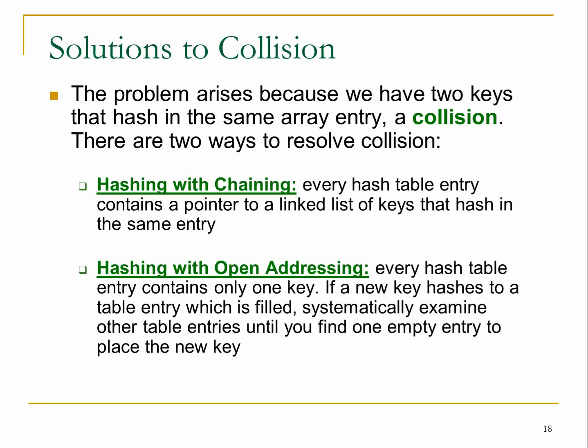So let's take a look at this. To solve the problem that collision generates, there are two major categories. The first one is hashing with chaining. What this is trying to do is that every hash table entry contains a pointer to a linked list of keys that hash to the same entry. That's the first way, using a linked list to create additional space, basically. The second one is hashing with open addressing. This is going to be the major focus that we want to discuss in this chapter.